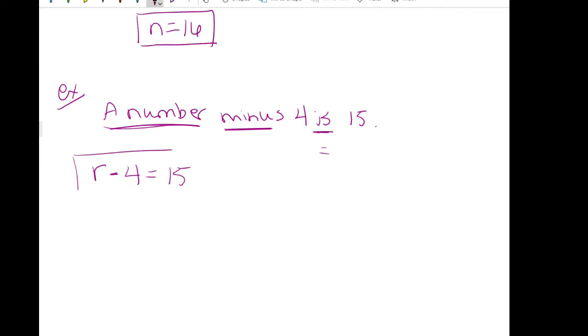So here is my equation. And now we can solve this equation by reasoning through what number take away 4 is 15. And hopefully you got R is 19. Or if you recognize that if you simply added 4 here, then we would have gotten 19 as well.